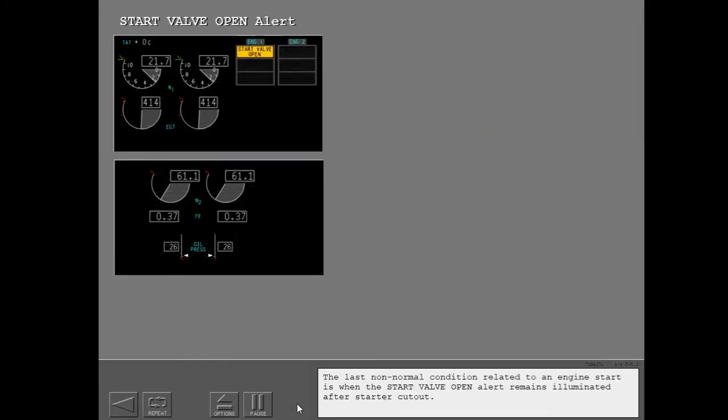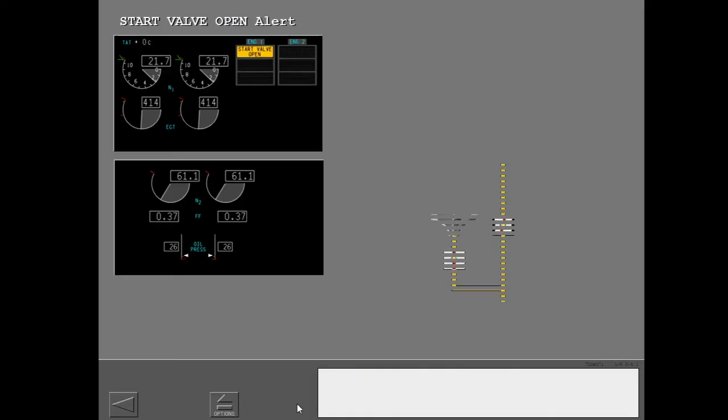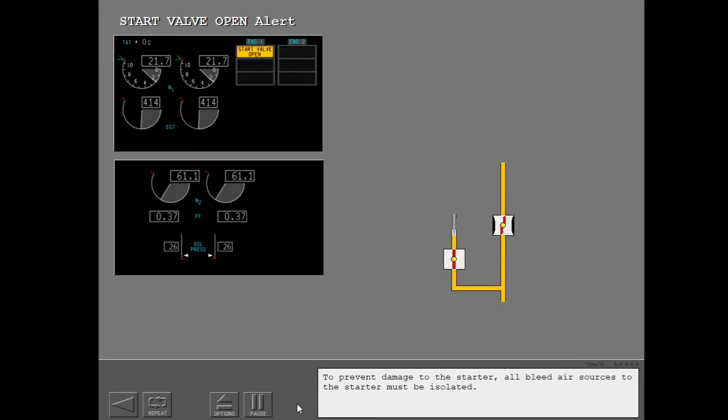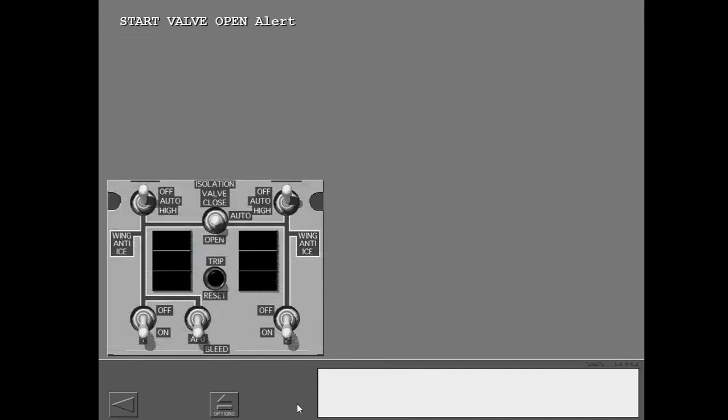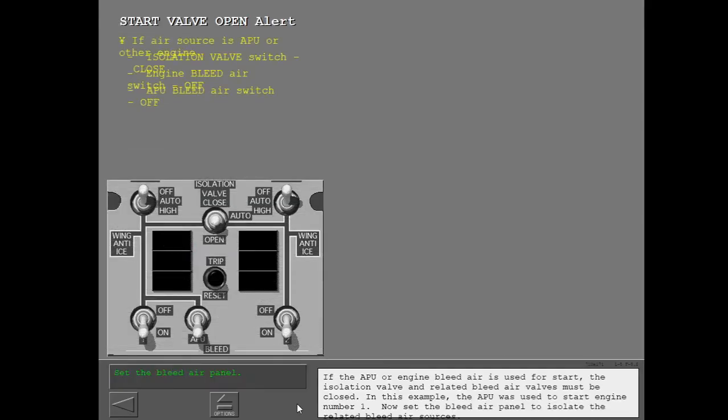The last non-normal condition related to an engine start is when the start valve open alert remains illuminated after starter cutout. To prevent damage to the starter, all bleed air sources to the starter must be isolated. If the APU or engine bleed air is used for start, the isolation valve and related bleed air valves must be closed. In this example, the APU is used to start engine number 1.